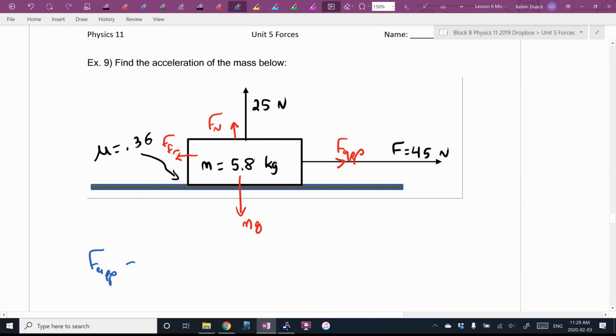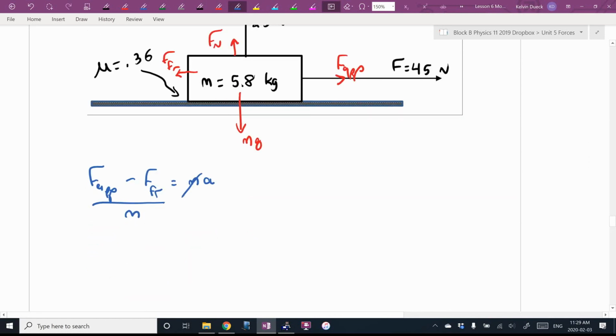minus, which force is losing? Campbell, my friend. What does winner minus loser always equal? MA, and they want me to get the A by itself, so I'll already go divide by M right now, because why not? So I'm going to get A equals F applied 45 minus mu times the normal force all over 5.8.